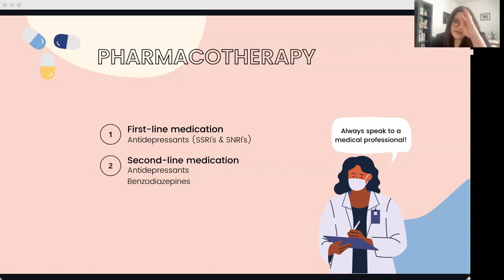However, these should be used sparingly and only on an as-needed basis, like for example, in the treatment of panic attacks, because benzodiazepines do have a strong potential for abuse. Also note that you must always speak to a licensed medical professional before starting a regimen of psychoactive medication, and also to ensure proper follow-up.